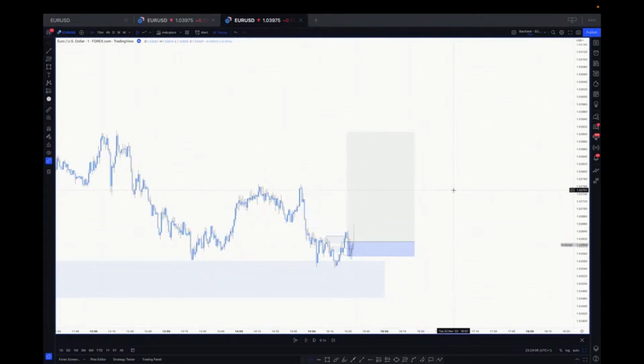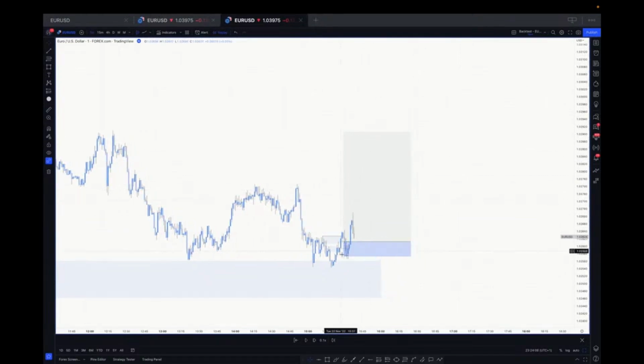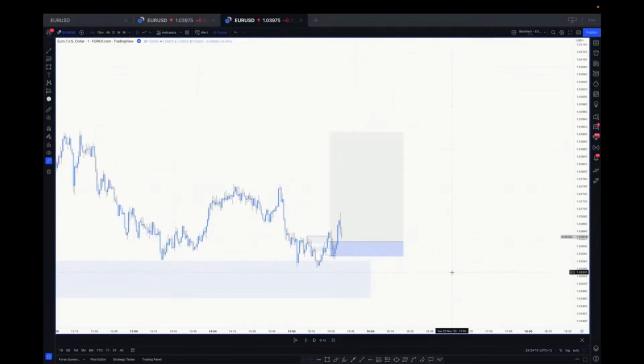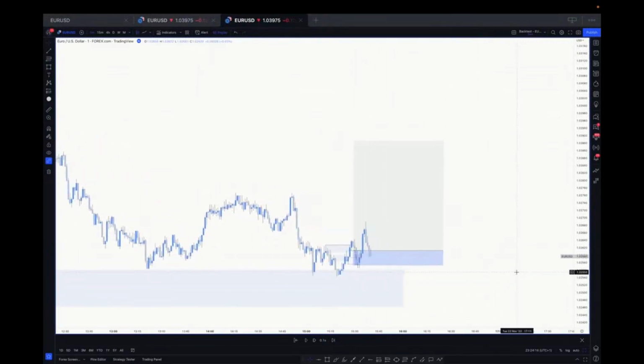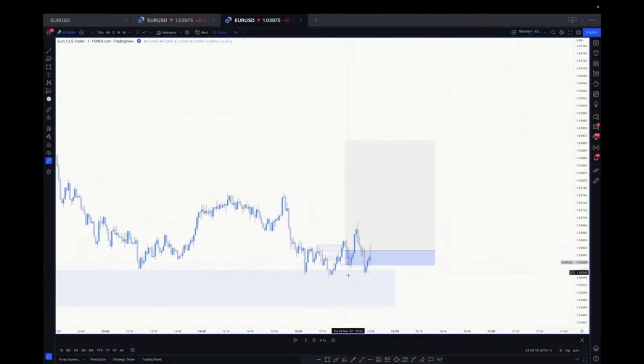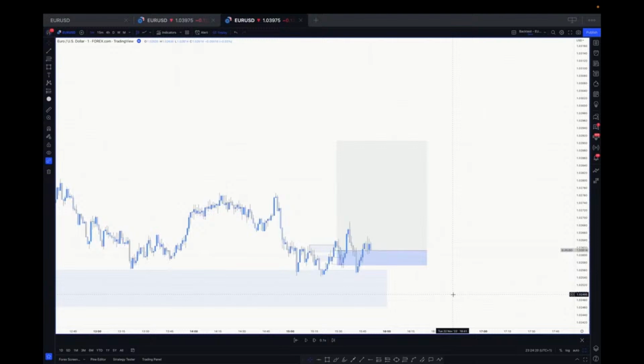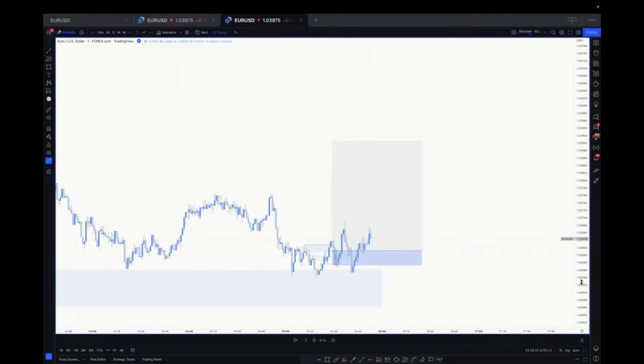Good. Ooh, we got tapped in. Yeah, you can see that we got tapped in. It moved out and then took it out. So let's see what really happens. Okay, so it came back again, into the zone, which is okay. So let's see if we get an opportunity to take this out.